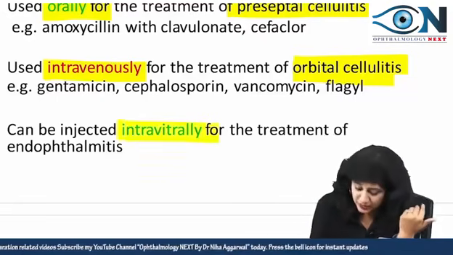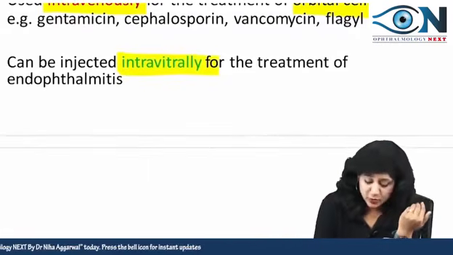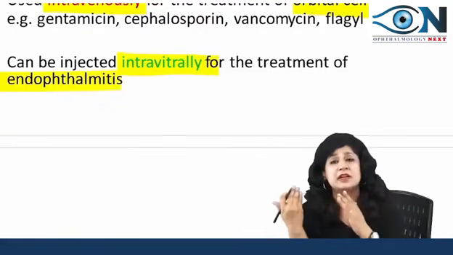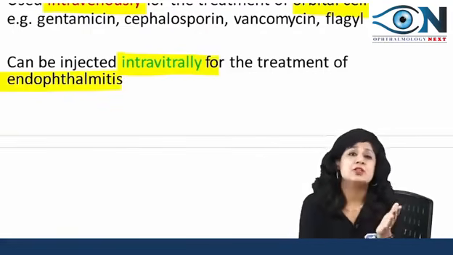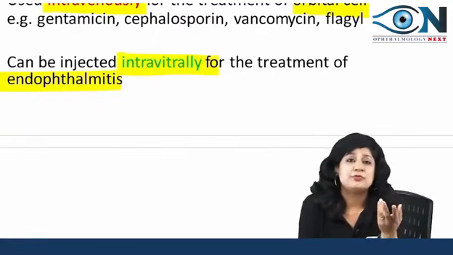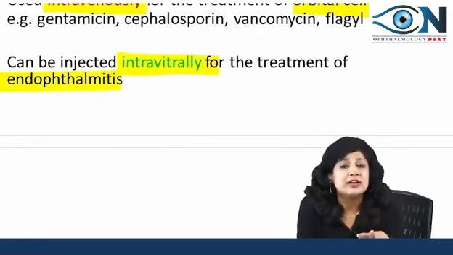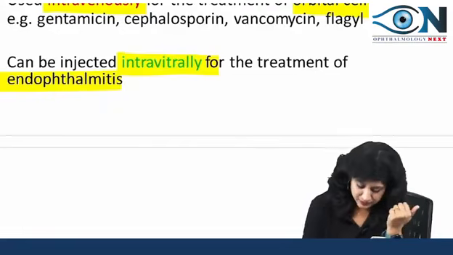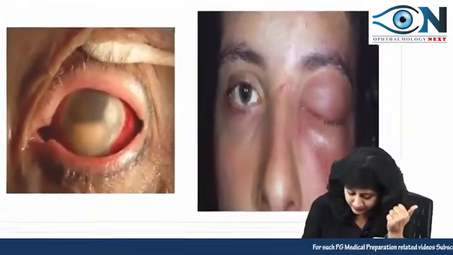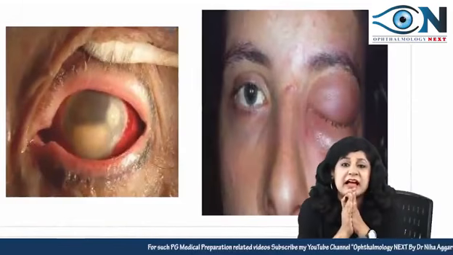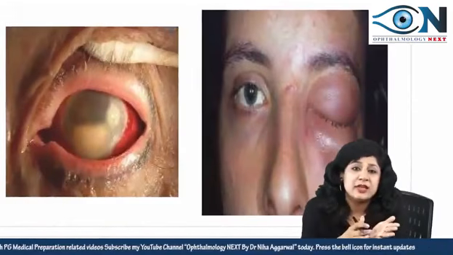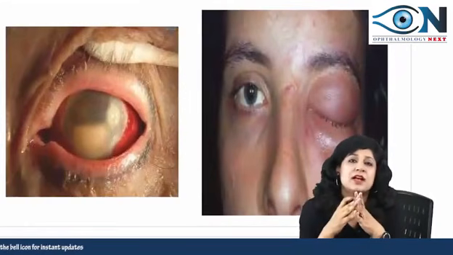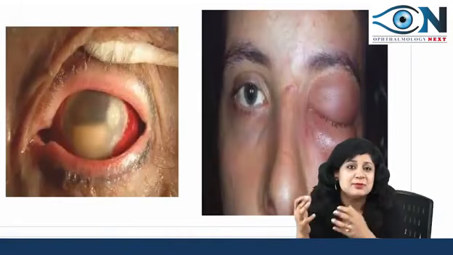Then we can also use them intravitreally. Now this is very important. I think everybody knows that in endophthalmitis we start the antibiotics by all the routes: oral, topical, systemic, intravitreal, intravenous also, and the most important out of all of them is the intravitreal. Then you wait for 48 to 72 hours. If there is no improvement, we go for the vitrectomy. Now, these are the conditions of the eye: orbital cellulitis and endophthalmitis. When you see such questions in clinical scenarios, you should actually jump towards the antibiotics.